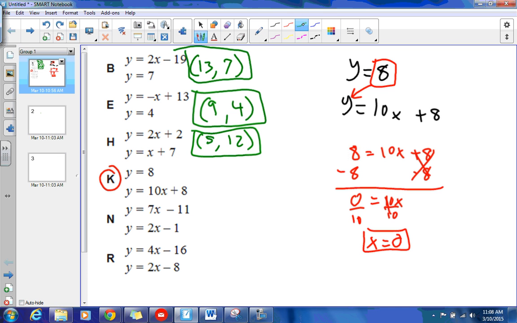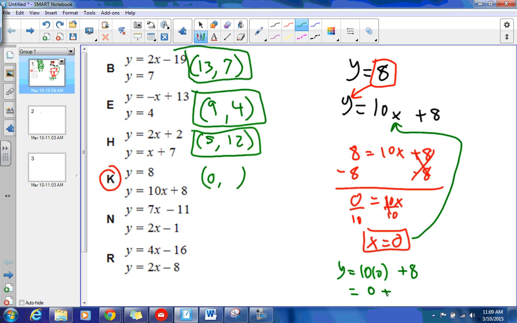So here we've got 0 for our x, and we just have to figure out the y. Let's take that. It actually says y equals 8, so it should be equal to 8. Let's take that 0 and plug it in right here and check that way. So y equals 10 times 0 plus 8, which would be 0 plus 8. And that means that y is equal to 8 because 0 plus 8 is 8.